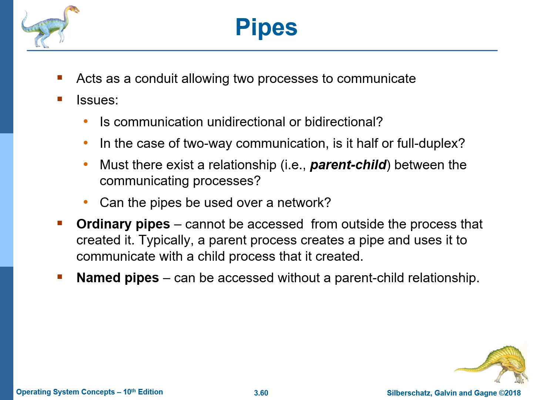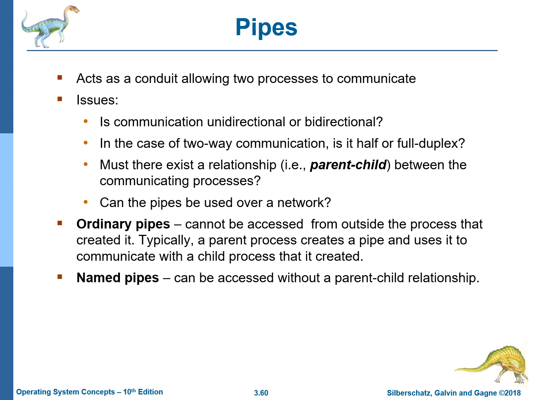Pipes. A pipe acts as a conduit, allowing two processes to communicate. The issues are: is communication unidirectional or bidirectional? In the case of two-way communication, is it half or full duplex? Must there exist a relationship, for example parent-child, between the communicating processes? Can the pipes be used over a network?